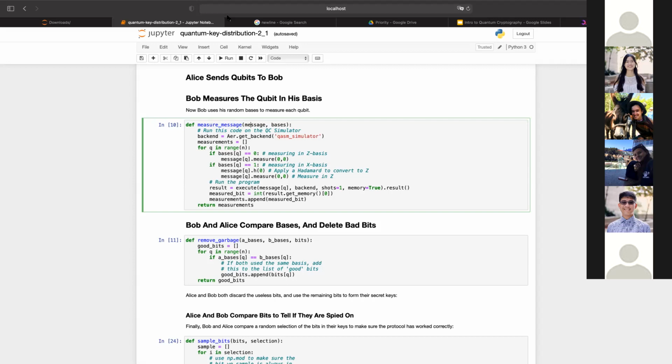However, if Alice sends in the vertical horizontal basis and Bob measures in the diagonal basis, then they might get an error. They might get the same result, but they might get a different one. So that's what this measurement process is. Bob takes his bases, he takes the message, and he measures the message in his bases.